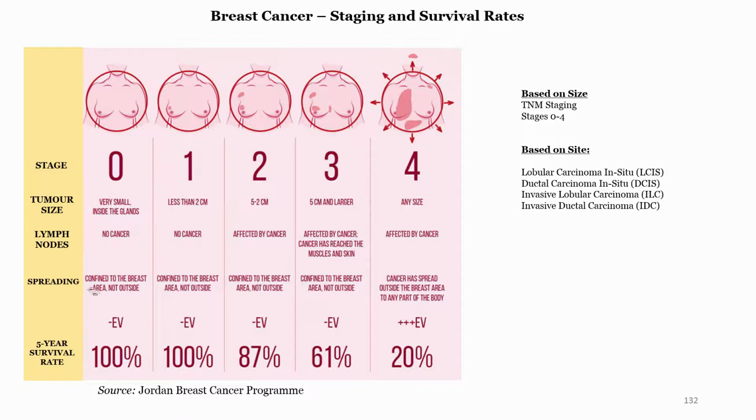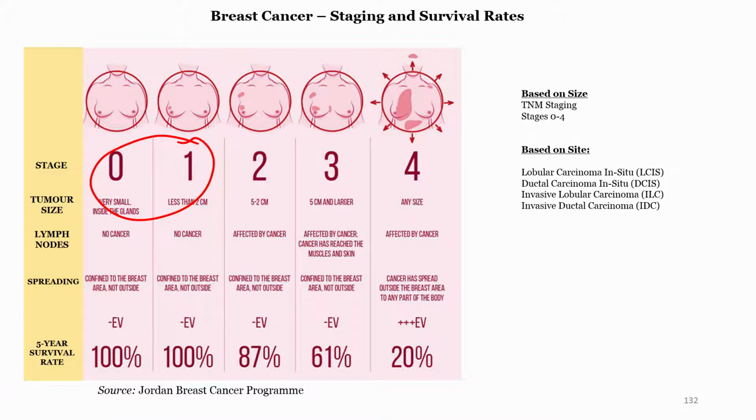In lymph nodes there is nothing, it is not spread, and the survival rate is about 100% for 5 year survival. For 2 centimeter stage 1, again there is nothing in the lymph nodes, and it is confined to the breast area, not outside, which is a good point, and 100% is the 5 year survival ratio. So, this too is where we should identify a patient, all right.